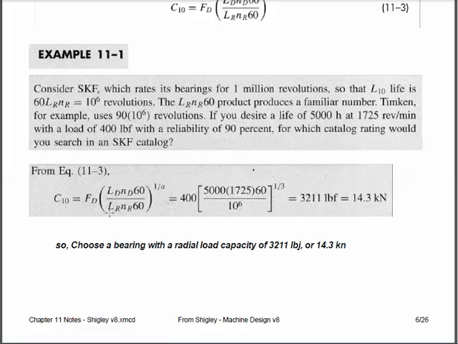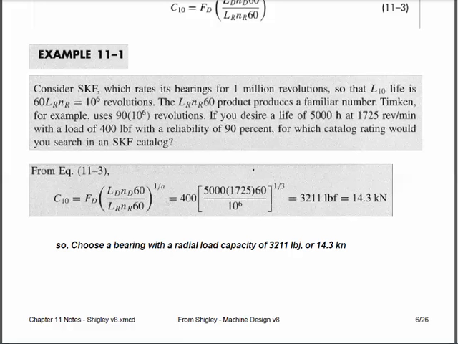So I'm not going to bother putting in the 3 individual terms. I don't know them. I just know that this catalog has a life in revolutions of 10 to the 6th. Plugging in everything, doing the computation, comes up with a 3,200 pound bearing. Now, one interesting thing that has not been computed here, but what is 5,000 times 1725 times 60, and how does that compare to 1 million?